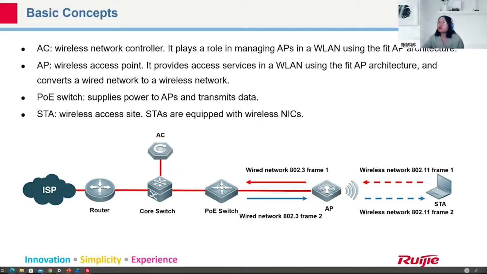But the key difference between the fat AP and the fit AP is that with a fat AP, we can add all the configuration on the AP device and the AP can forward traffic automatically. But if we use a fit AP, we have to add most of the configuration on the AC, and the AC will deliver the configuration to the fit AP, and then we will establish a tunnel to carry the traffic. This is the difference.